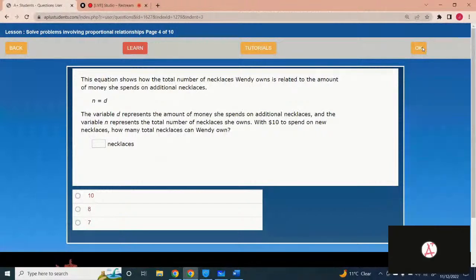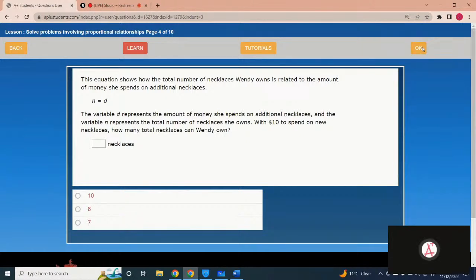Okay, this equation shows how the total number of necklaces Wendy owns is related to the amount of money she spent on additional necklaces. N equals D. The variable D represents the amount of money she spent on additional necklaces, and the variable N represents the total number of necklaces she owns. With $10 to spend on new necklaces, how many total necklaces can Wendy own?